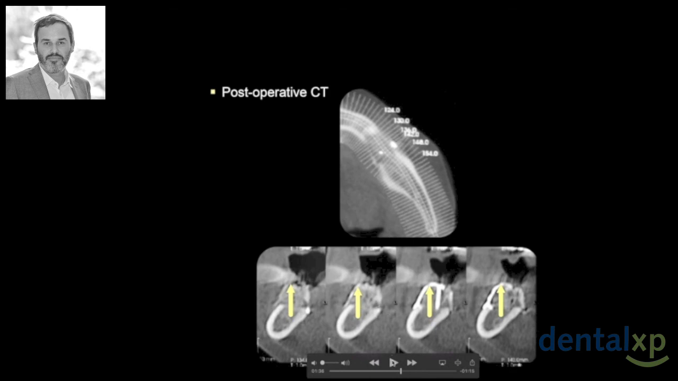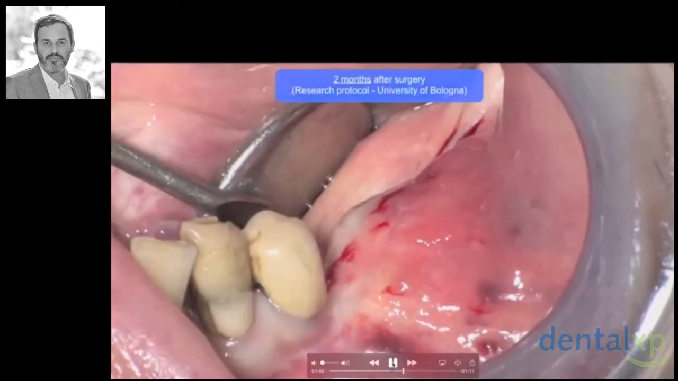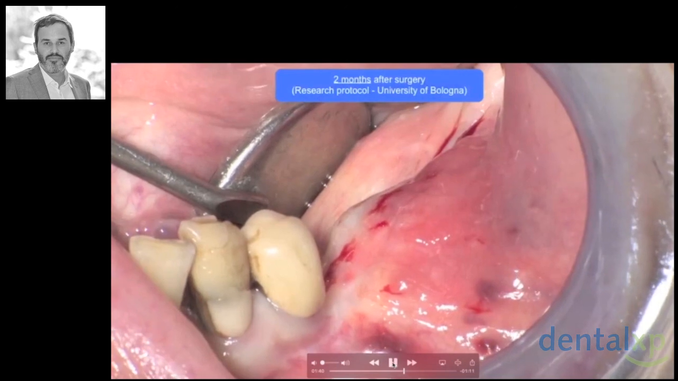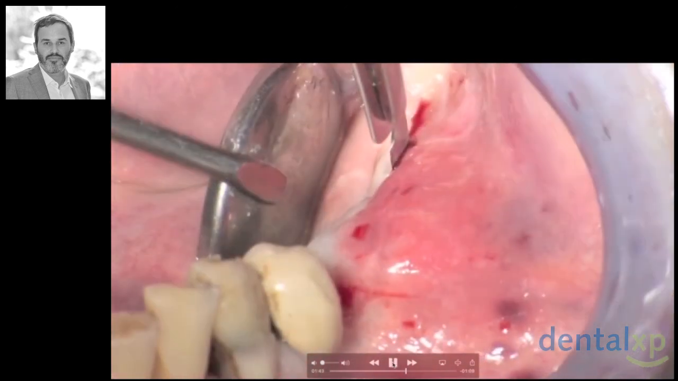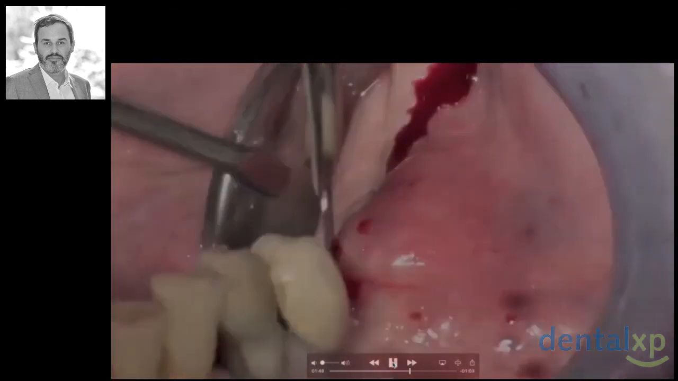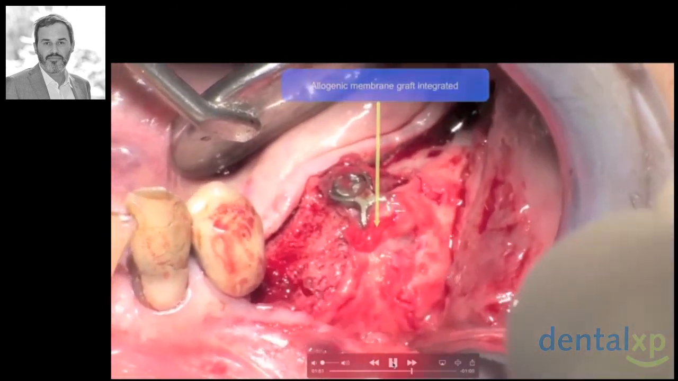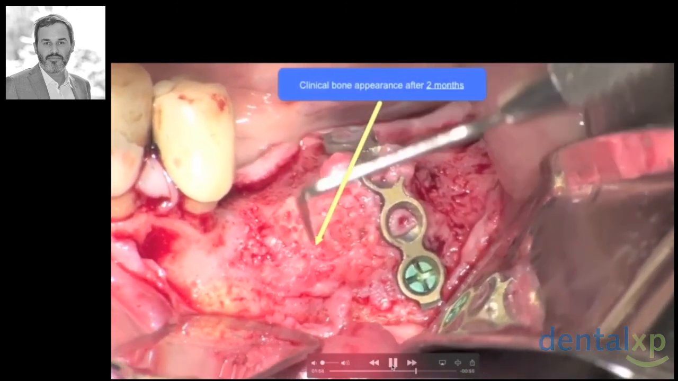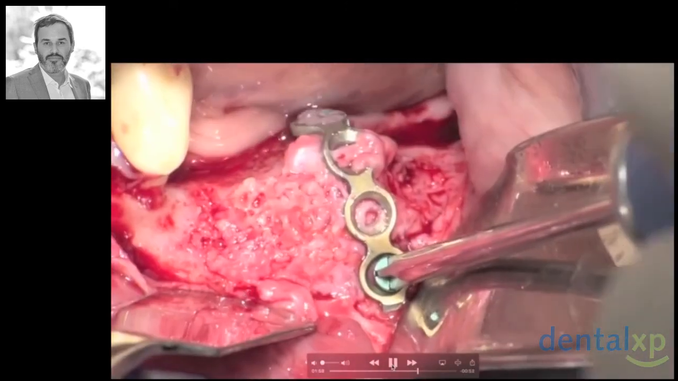Now, normally, when I do this technique, I reopen after 4 months. In this case, this is a specific case, because it is a research protocol at the University of Bologna, and I reopened after only 2 months. After reopening, the situation of the new block after only 2 months is very incredible. And look here, the clinical aspect after only 2 months.